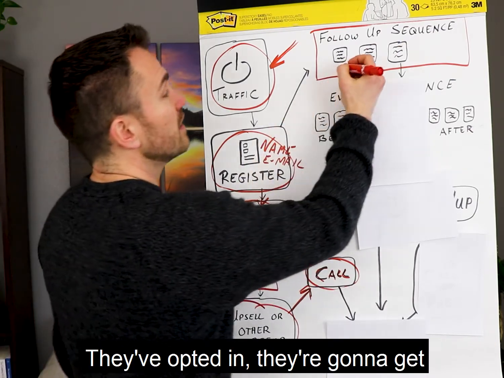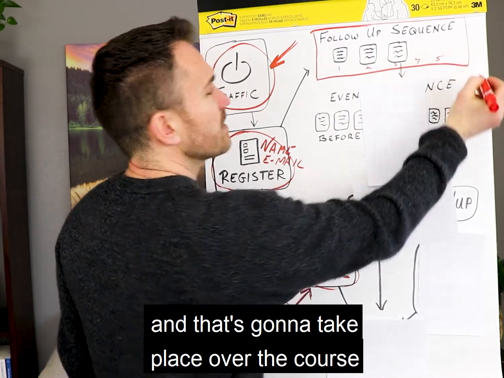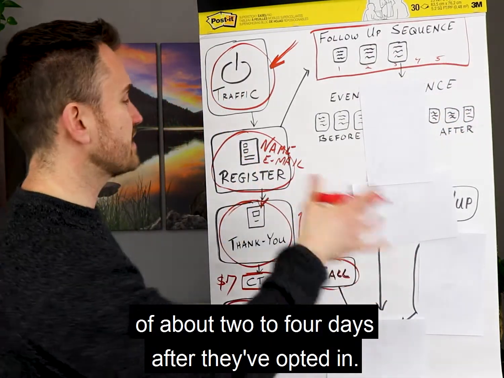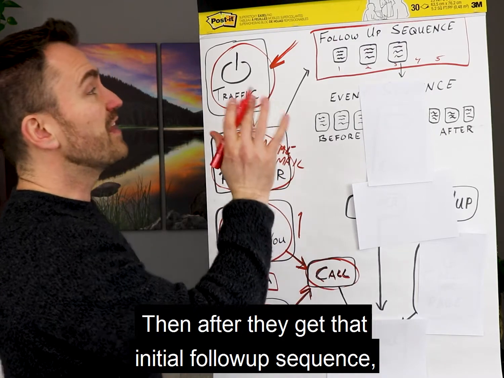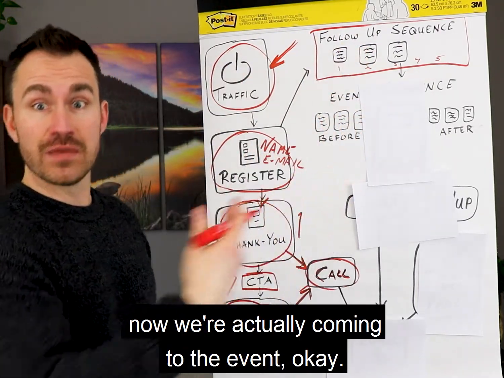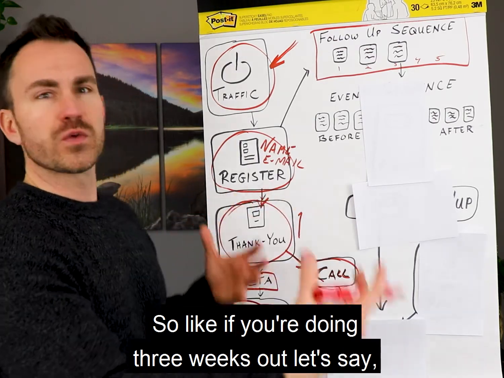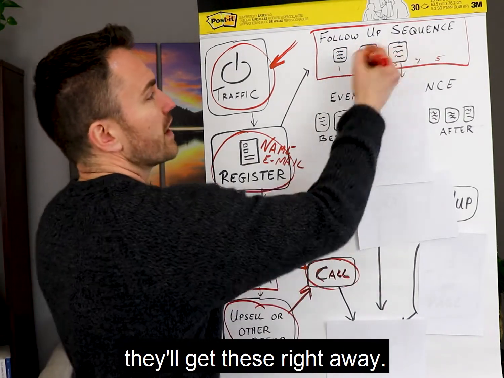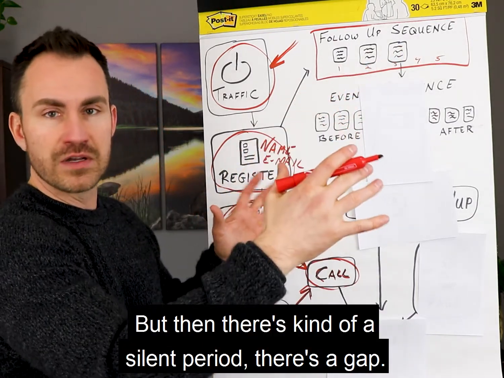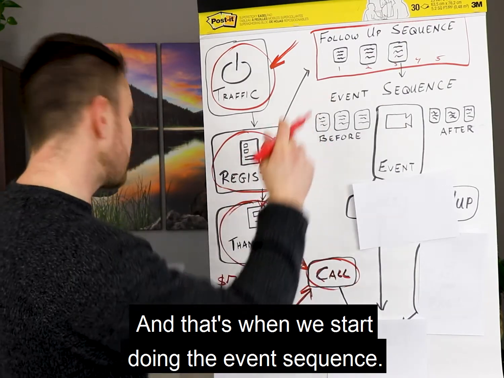They've opted in, they're gonna get 1, 2, 3, maybe 4 or 5 emails, and that's gonna take place over the course of about 2 to 4 days after they've opted in. Then after they get that initial follow-up sequence, now we're actually coming up to the event, okay? So like if you're doing 3 weeks out, let's say, they'll get these right away, but then there's kind of a silent period. There's a gap, and that's when we start doing the event sequence.